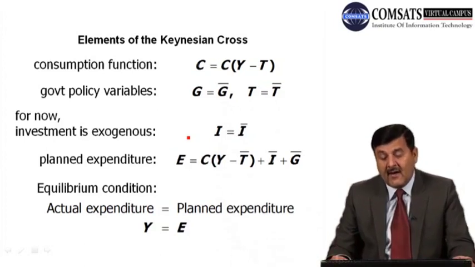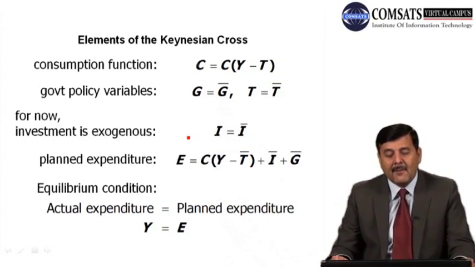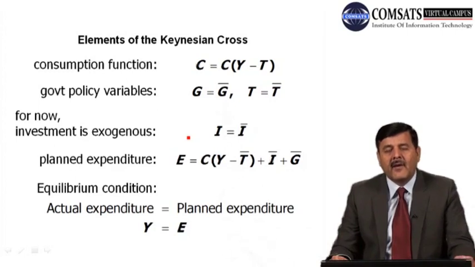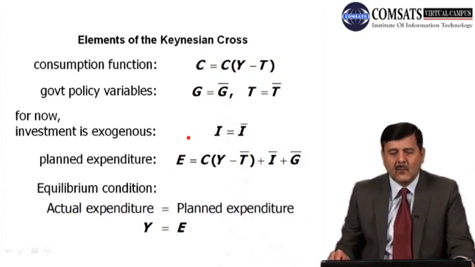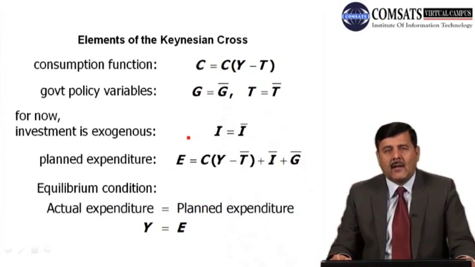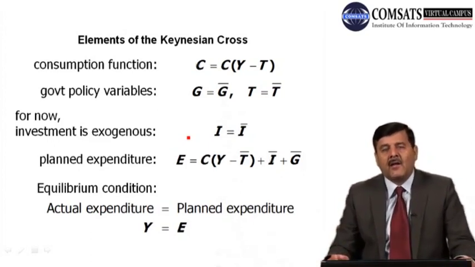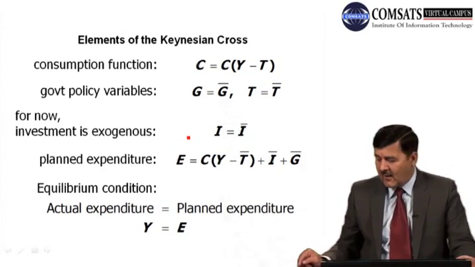Now, since T bar is constant, I bar is constant, and G bar is constant, what is going to happen in equilibrium? When the economy is in equilibrium, income Y is equal to expenditure. At the equilibrium level, Y is equal to E, right? So this is the equilibrium level of the economy as far as the Keynesian cross is concerned. Any deviation, whenever Y is greater than E or Y is less than E, will of course create unplanned inventory investment, and we'll see that in the coming diagram.